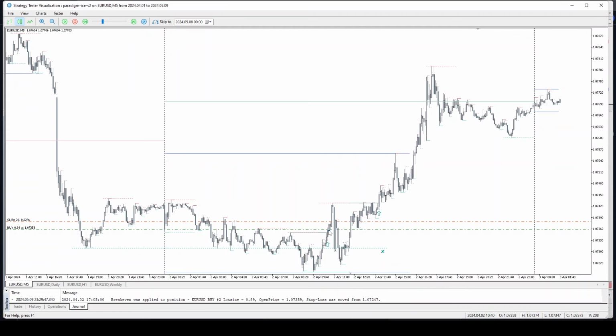Okay, so this is the first setup that the EA took. So it went long here. The bias is bullish.